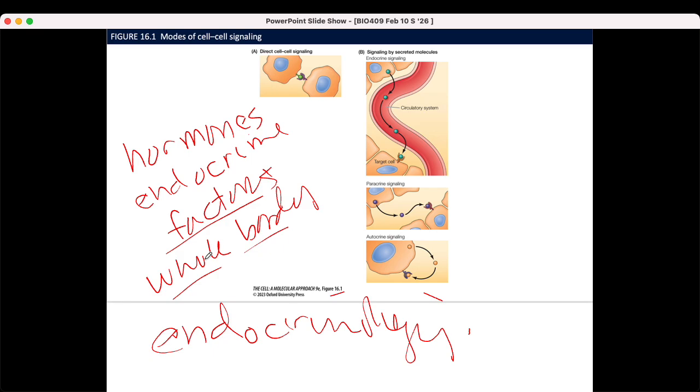Then there are factors that aren't hormones that bind locally, and so they're not called endocrine factors, they're called paracrine factors. Also in the big field of endocrinology, and they are local signaling factors.